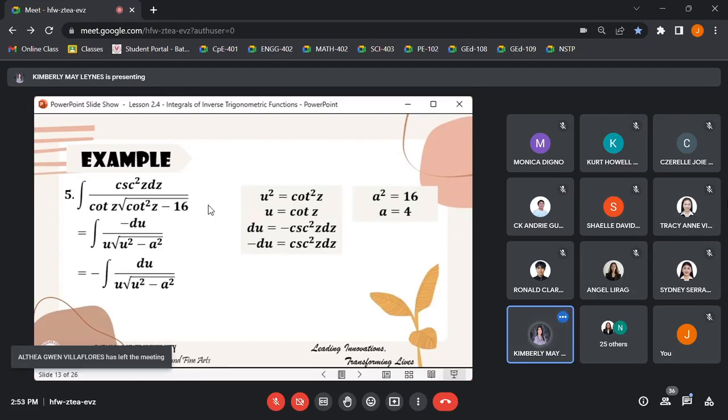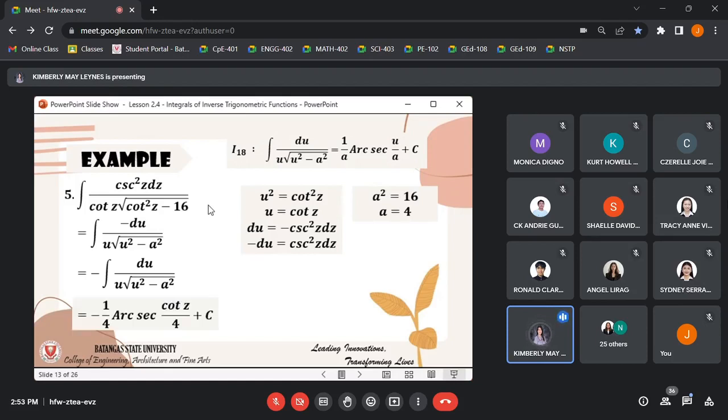Labas natin sa integral sign yung negative po na yon, magiging integral ni du over u times the square root of u squared minus a squared is equal to 1 over a arc secant ni u over a plus c by formula number 18. So, magkakaroon tayo ng negative 1 over a. Ang a natin is 4. Arc secant ni u, which is cotangent z, over yung a natin, which is 4 plus c. This is now our answer.